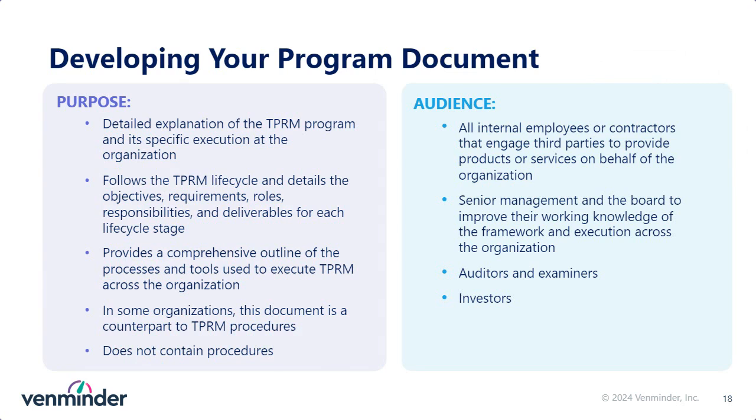All right, let's talk briefly about developing your program document, or that operating standard. The purpose of this document is to have that detailed explanation of the entire program and how it's executed throughout the organization. It should follow all the life stages of the third-party risk management life cycle and clearly call out the objectives, requirements, roles, and responsibilities for each stage. This document also should be a comprehensive outline of all those processes and tools that are used to execute third-party risk management. But this document does not contain procedures. I'll say it again, no procedures in your program document.